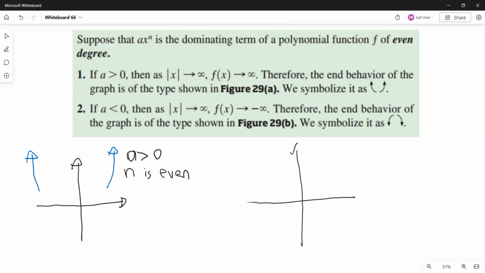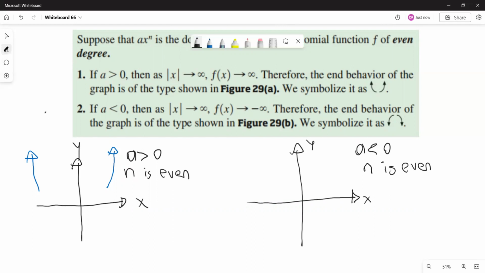And the last case scenario, if the leading coefficient is negative and the degree of the polynomial is even, as x approaches infinity, f of x approaches negative infinity. And as x approaches negative infinity, f of x approaches infinity.